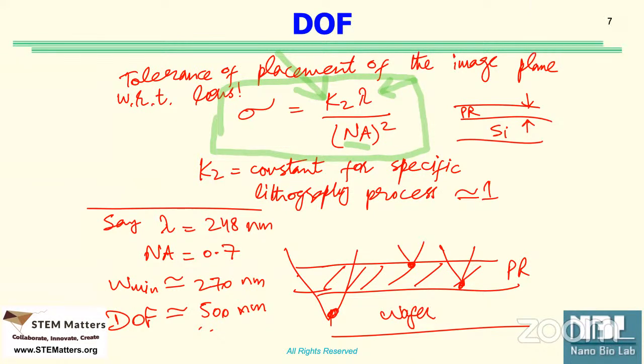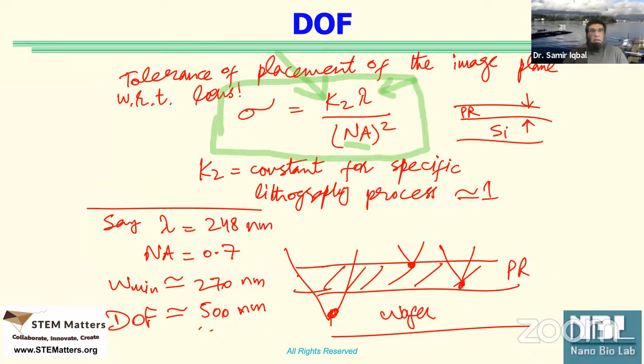Now, to do that, we need to increase our lambda. But that goes against the idea that we wanted to reduce lambda to have a smaller feature size. So now we need a bigger lambda, and it's pushing in two ways. If we go down in lambda, we can make a smaller feature, but to have focus at different focal lengths, we need a higher lambda.